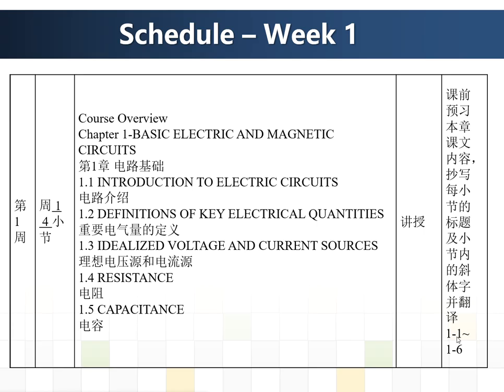We're going to start Chapter 1, Basic Electric and Magnetic Circuits, from week 1. Week 1 will cover Chapter 1.1 to 1.5, including introduction to electric circuits, definitions of key electrical quantities, idealized voltage and current sources, resistance and capacitance.